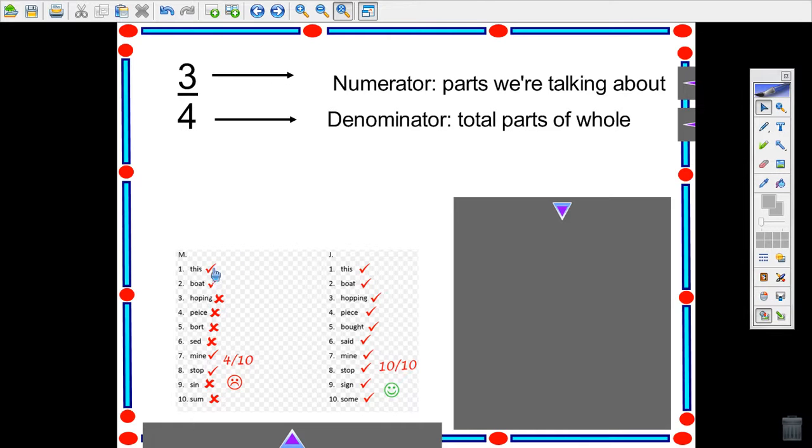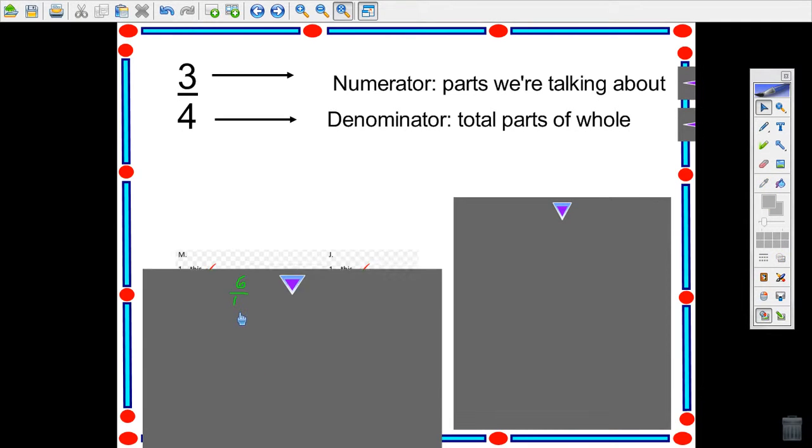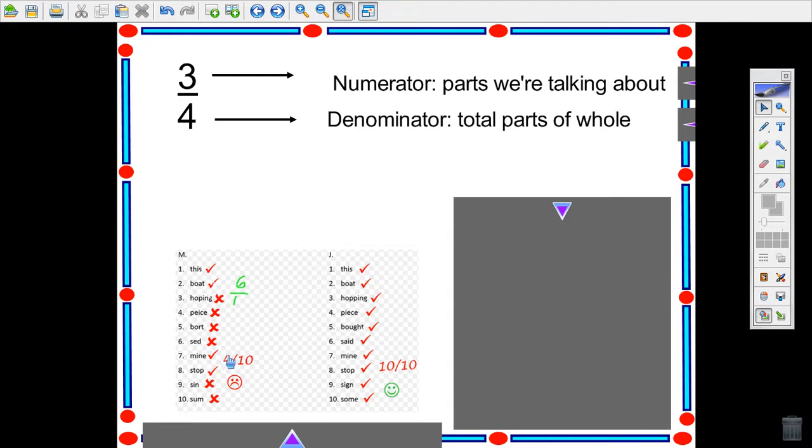For example, let's say we're talking about a spelling test. Unfortunately, this kid didn't do very well in his spelling test. His fraction that he got correct is only 4 out of 10. There were 10 total questions, and if we're talking about how many he got correct, he only got 4 correct. 1, 2, 3, 4. Now, if we were talking about a different part, we could say he got 6 out of 10 incorrect or wrong. So it all depends on what you're asking about.